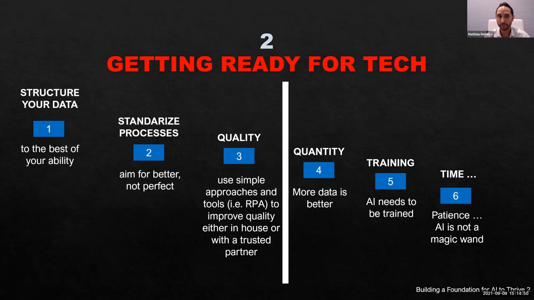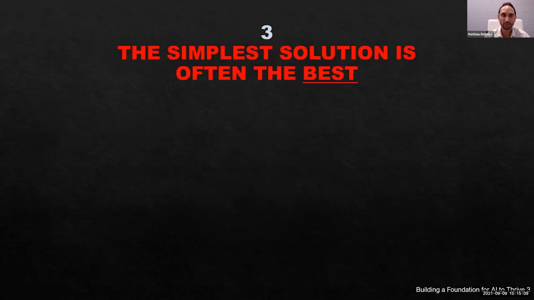So overall, remember, structure your data, standardize your processes, aim for quality, strive for quantity, know that there's training involved. Just like you need to train a new team member, you need to train the AI, and be patient. It does improve over time.